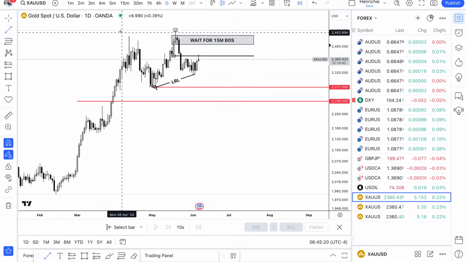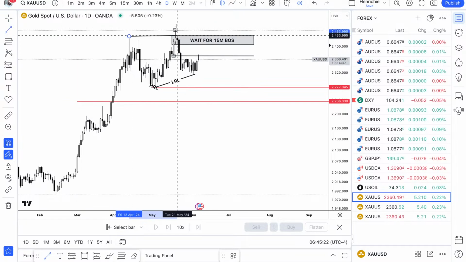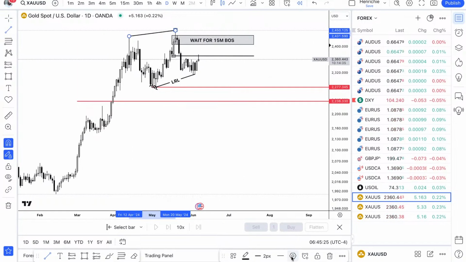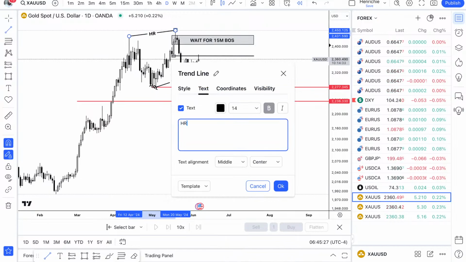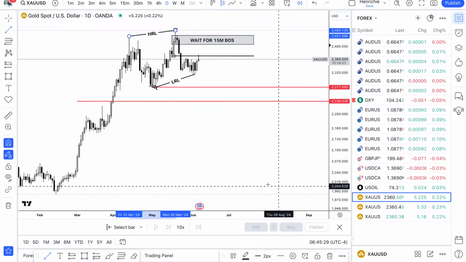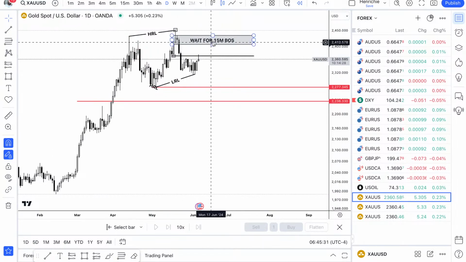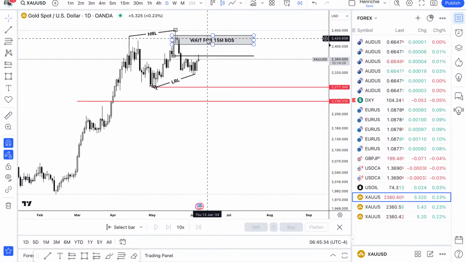Another thing to look at on gold before I wrap up is the fact that we have a high resistance liquidity resting right there at the highs. So don't be surprised if you do see a rejection from here if price mitigates it. So that is my analysis.